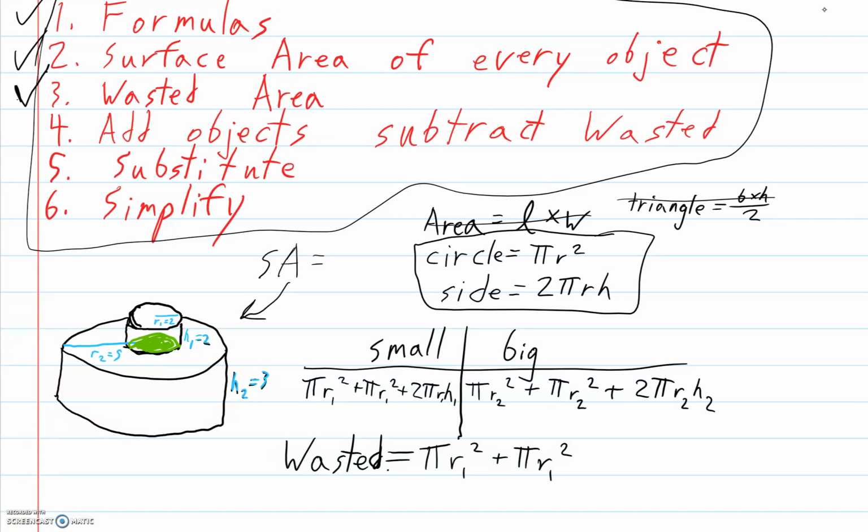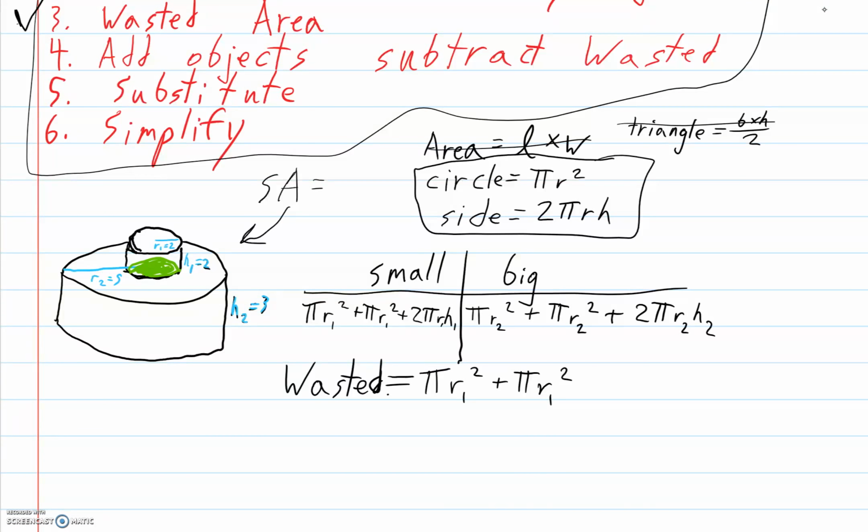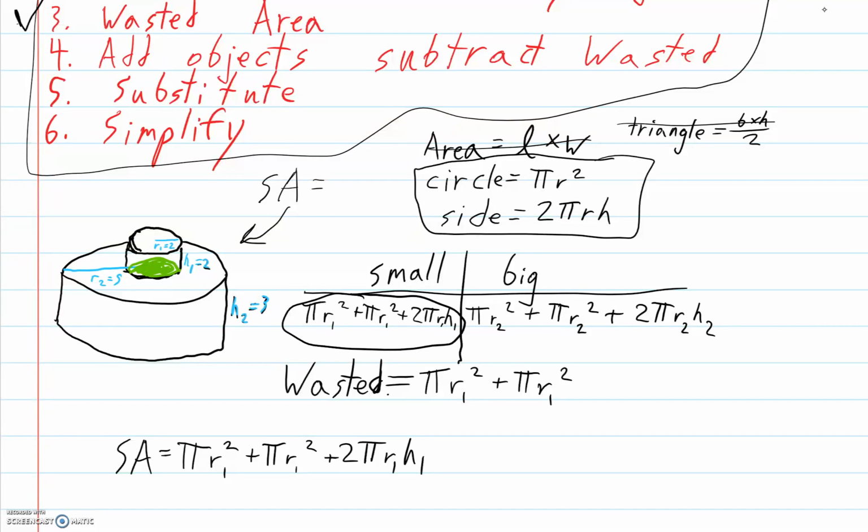Step 4. Add objects and subtract wasted. Okay, so we need to put this in one big long equation. So add objects: pi R1 squared plus pi R1 squared plus 2 pi R1 H1. That is this whole set here. So I just put it directly down. And now I'm going to put this set down.